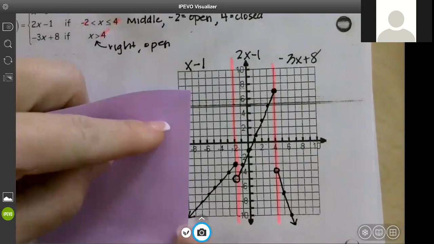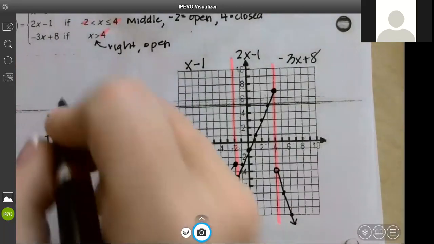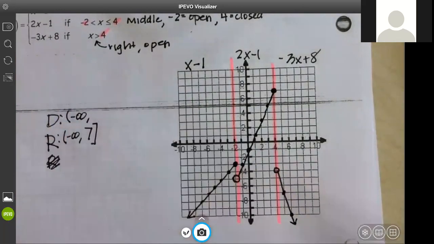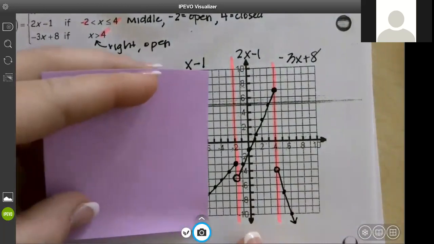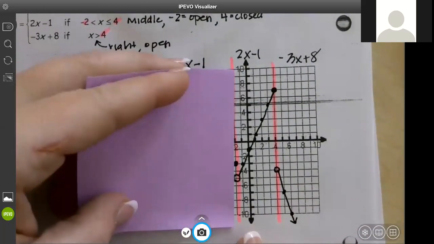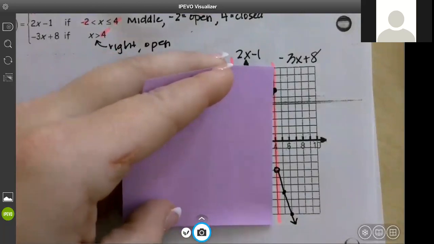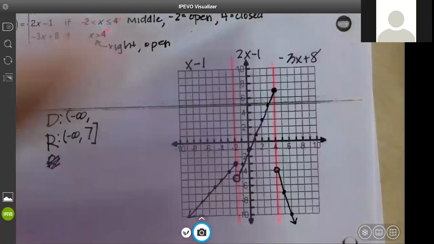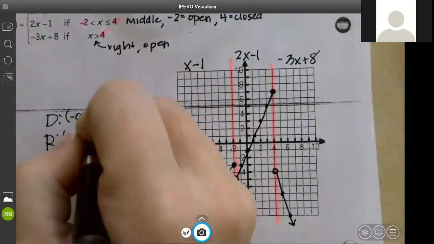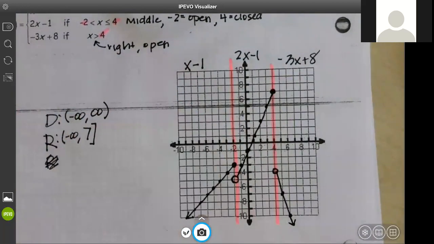If there's an arrow, how far to the left? Negative infinity. Very good. I'm going to move over. I see a hole, but there's a closed point, so I'm going to just keep going. How far to the right does it go? Positive infinity. Perfect.